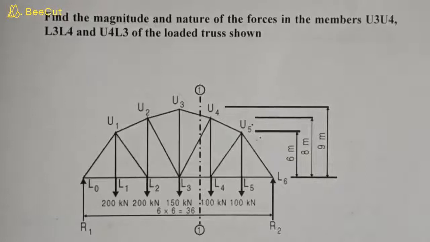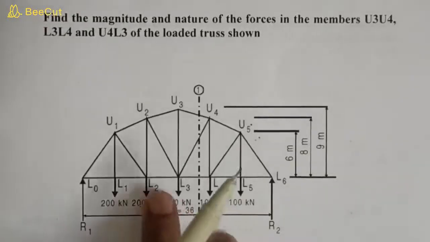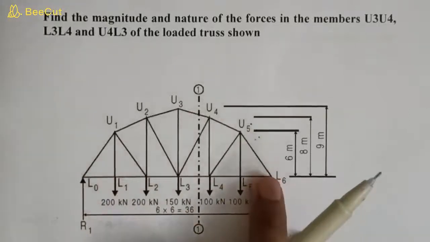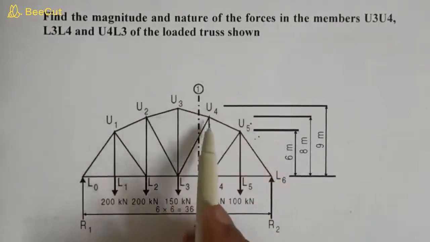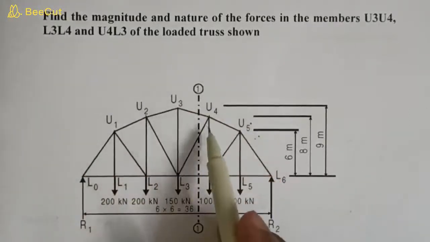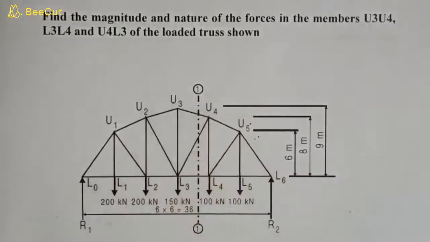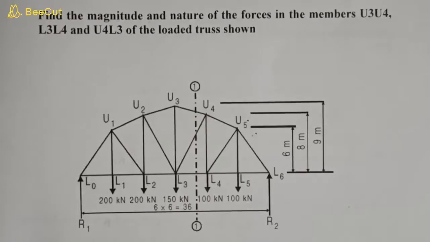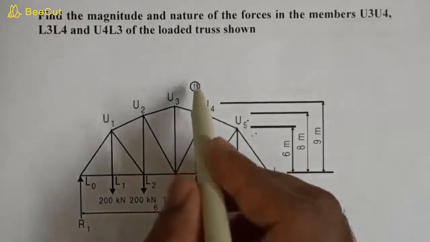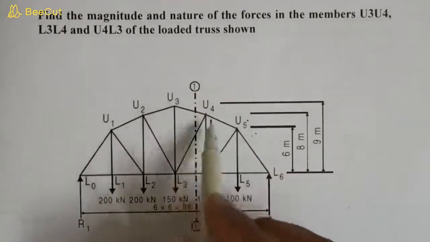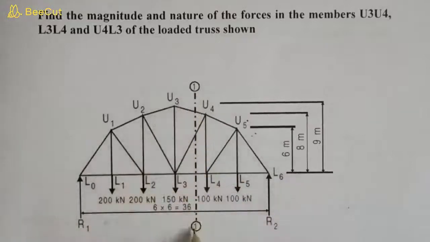So this is our next video on the problem on trusses. This is given, this is a truss and we have to find the forces in the members U3 U4, L3 U4 and U4 L4 by method of section. To solve with the method of section, we have to draw a section or line through these three members. So we have drawn section 1 through these three members.